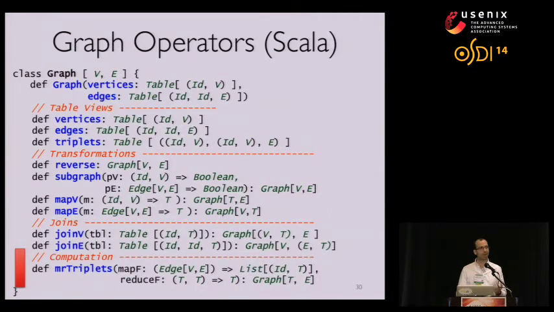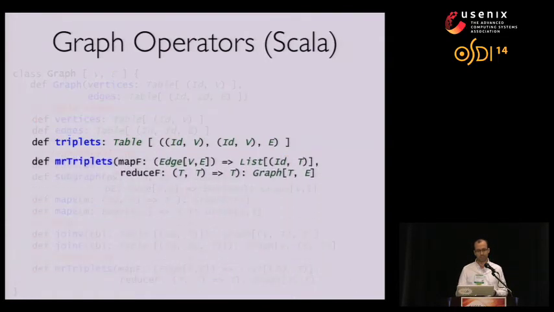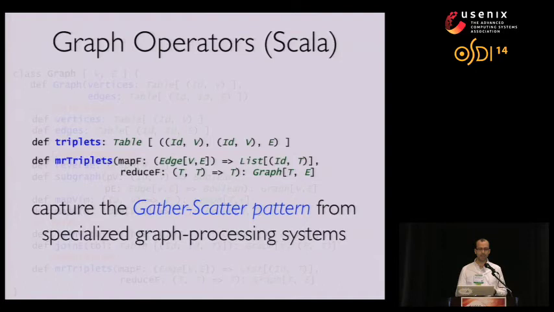And finally, we have this core operator, MapReduce triplets, which is going to be the essential piece that we'll use to express this vertex programming model defined in these specialized graph processing systems. So if we step back, the key operators that I really want to focus on today are the triplets operator and the MapReduce triplets operator.